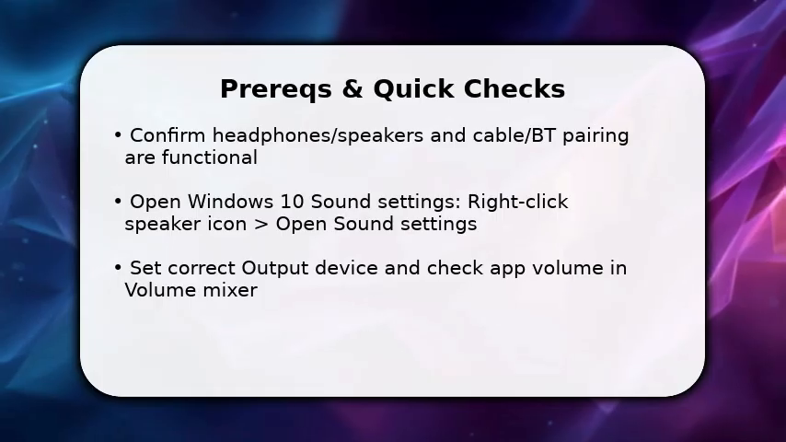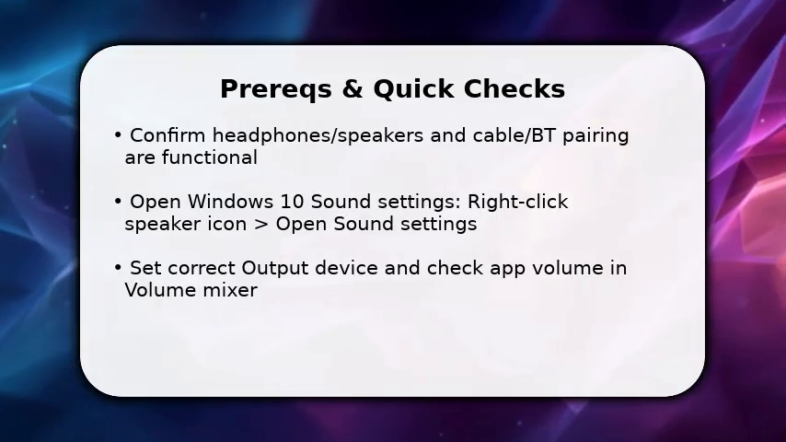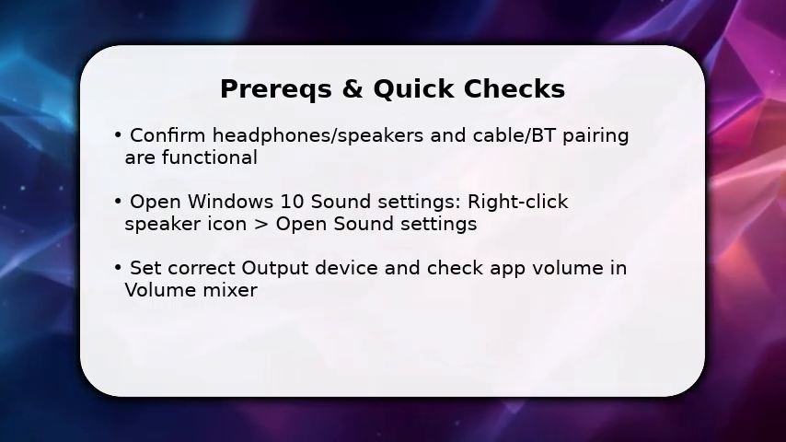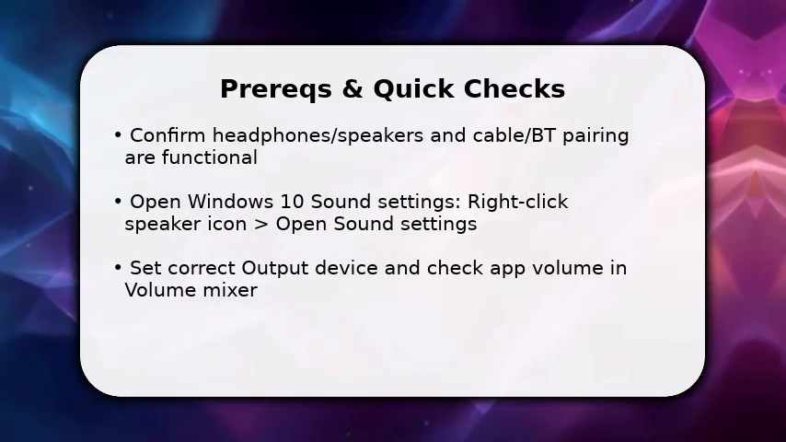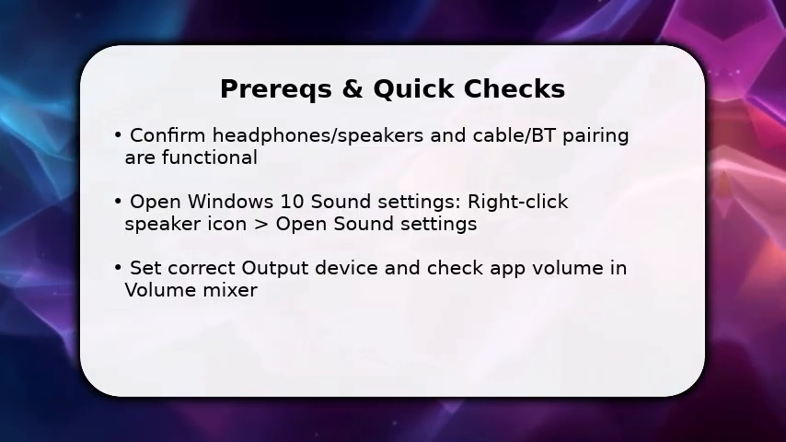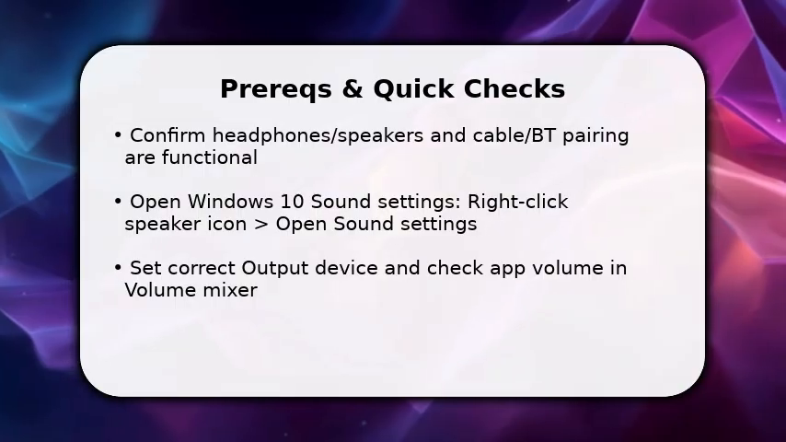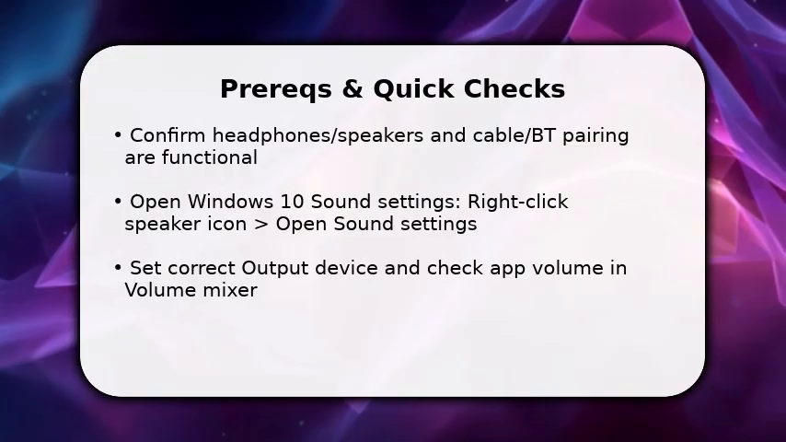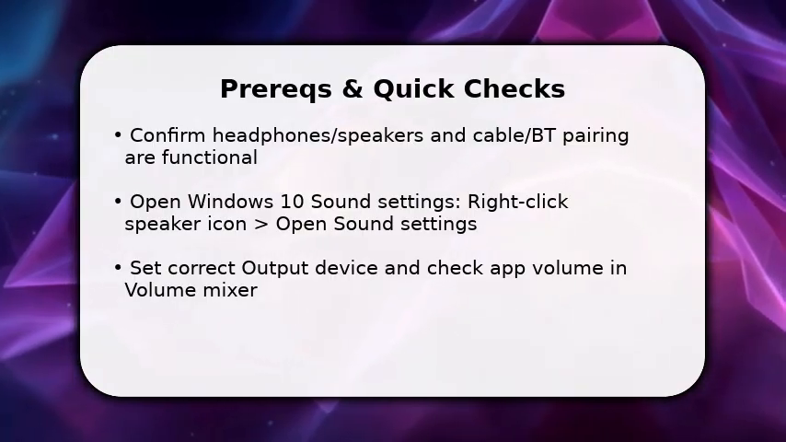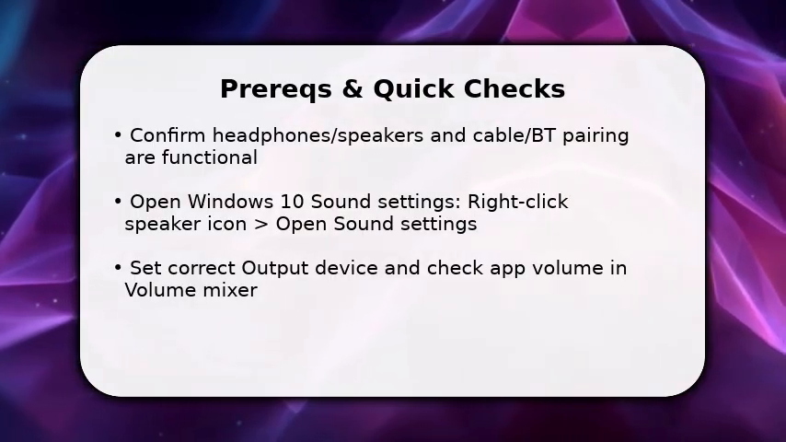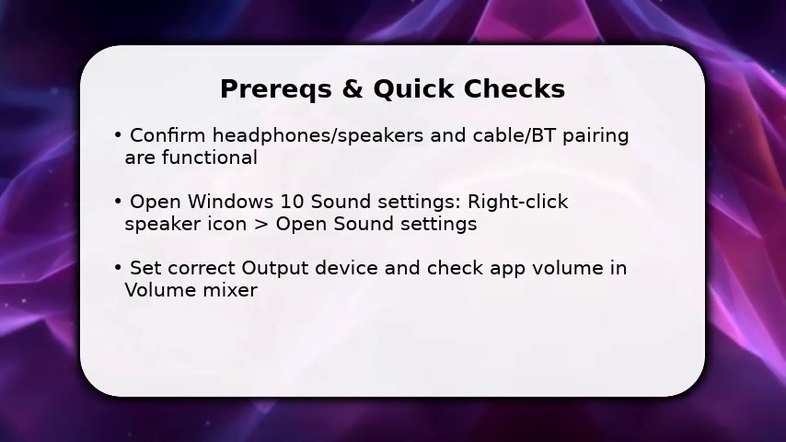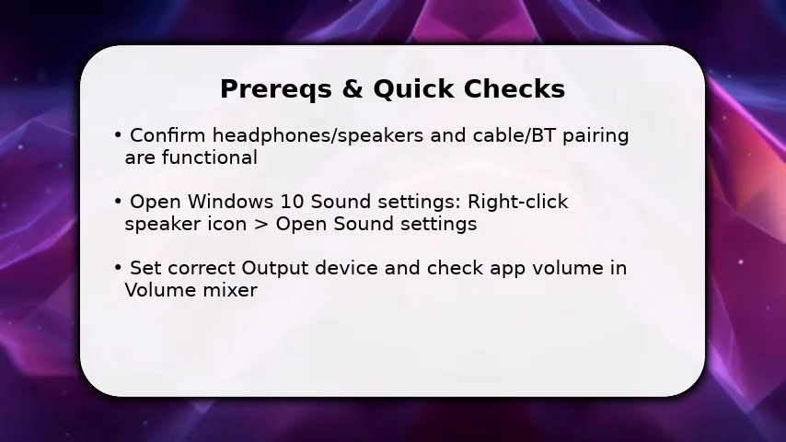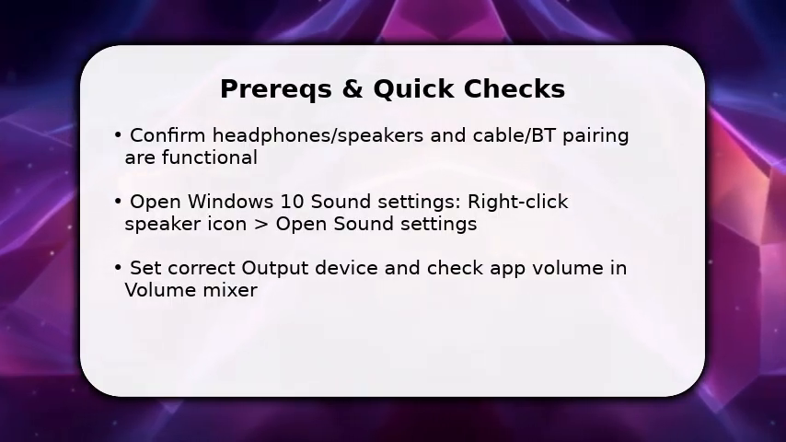Enjoy the video. You start by verifying peripherals and the basics so we can eliminate simple causes fast. First, confirm speakers or headphones and cables are working on another device. For Bluetooth, ensure pairing shows connected. Once done, open Windows 10 sound settings from the taskbar, choose the correct output device, and check the volume mixer for apps on mute or low volume. These steps save time because many audio failures are just wrong device selection or muted apps.